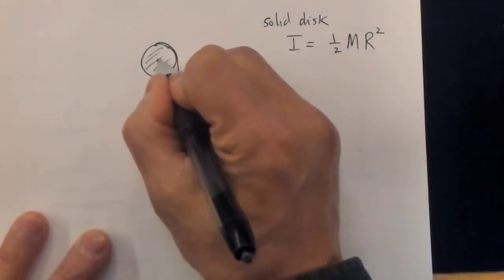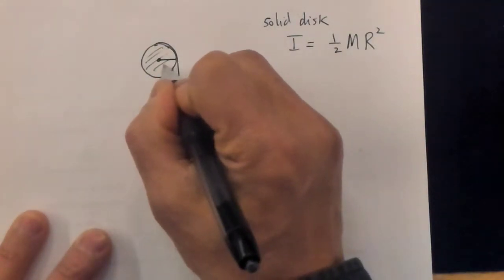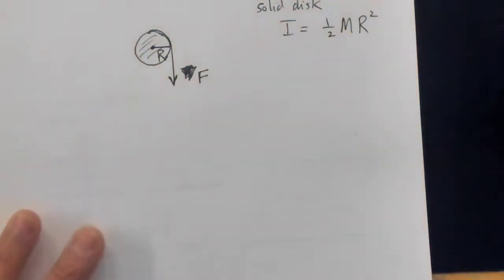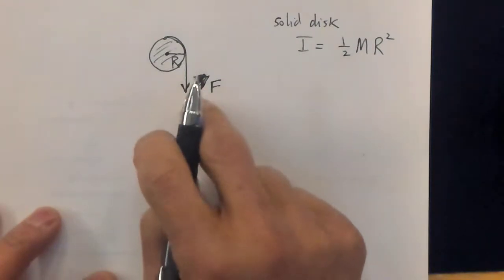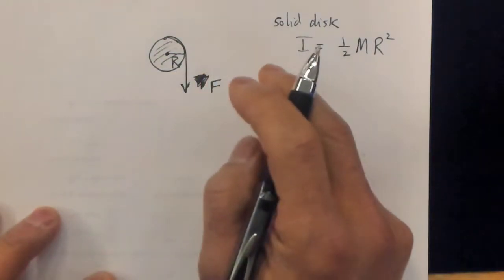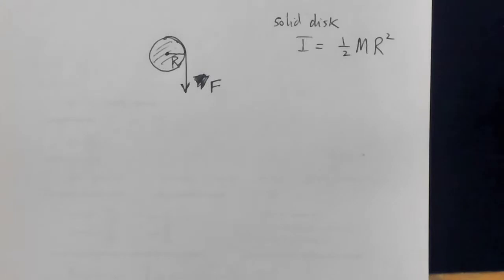Now this is the center of the cylinder. Let's call the radius R. If I want to know the torque that this force exerts on the cylinder, can anybody tell me what the torque will be? What times what?